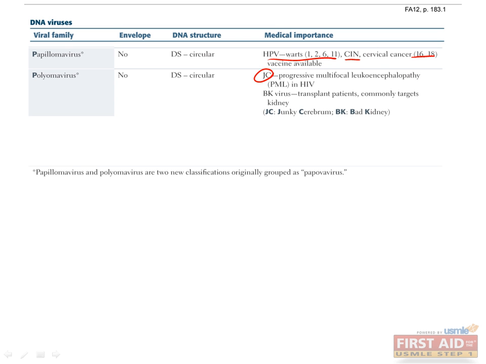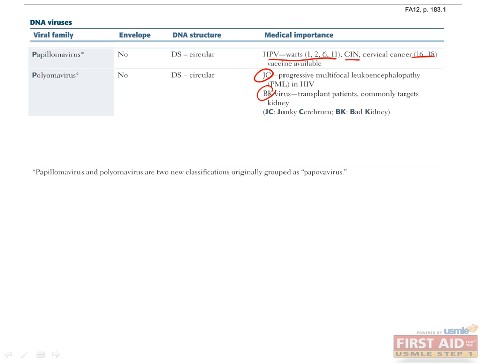JC virus is a polyoma virus named for the initials of the patient who was found to have PML or progressive multifocal leukoencephalopathy. JC virus is genetically similar to another polyoma virus called BK virus, which causes renal disease in immunocompromised patients and is extremely common in the general population. In fact, most people are asymptomatic carriers of JC virus by the age of 18.